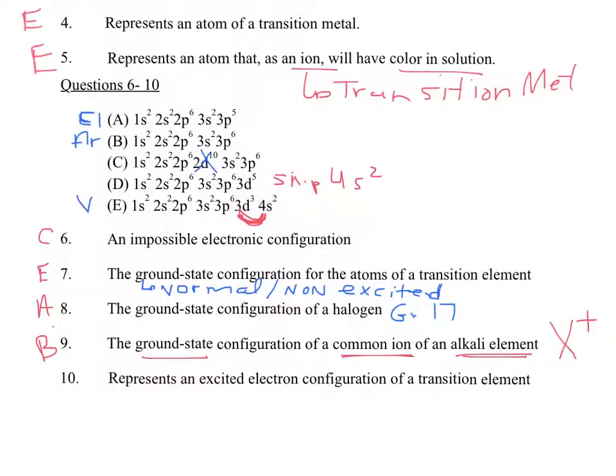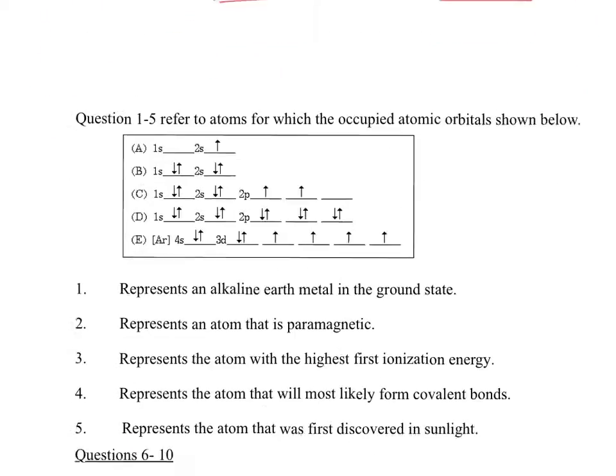10 represents an excited state. Now, what does excited mean? It's jumped up energy levels, right? Of a transition element. Well, we've already talked about one that got skipped, right? So what does that mean? It's jumped up some energy levels. So what does it have to be? It's got to be D. Everybody good on that? Okay, let's roll on to the next one.